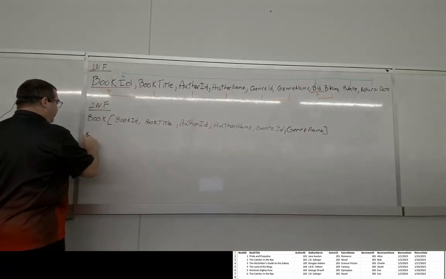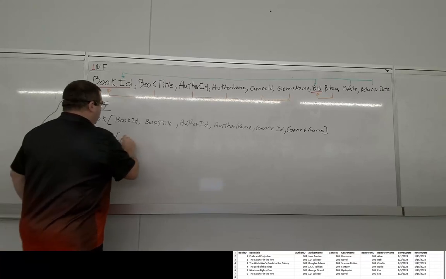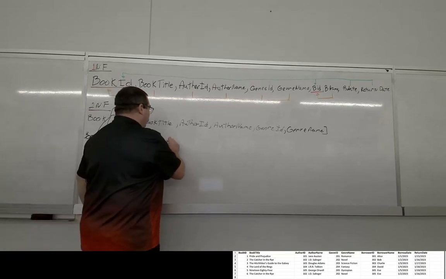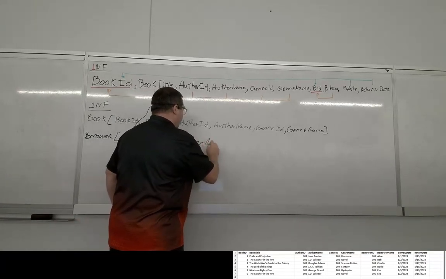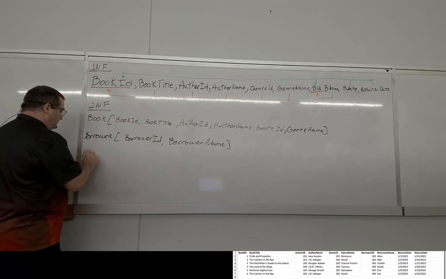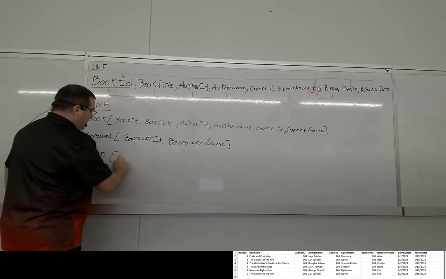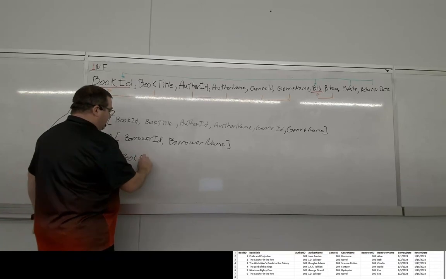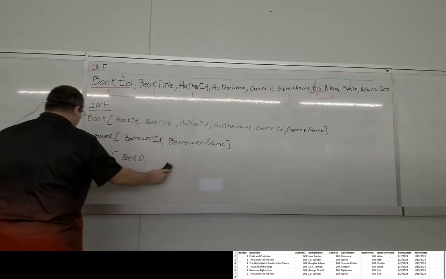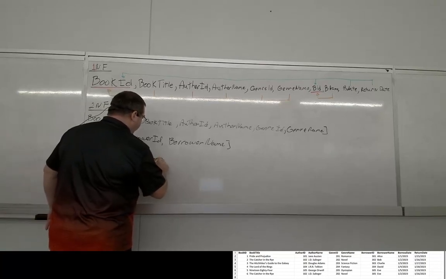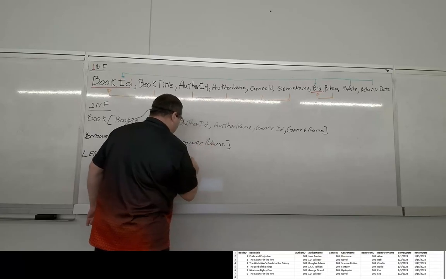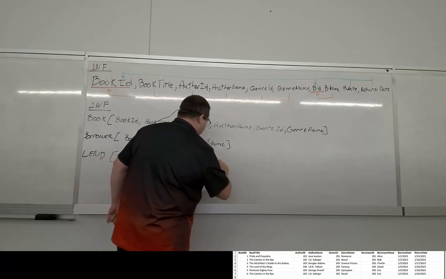We will have borrower, which will have the borrower ID. I don't need to make it short anymore because I'm not running out of room. And the borrower name. And our last one, we'll call it lend, for lack of a better word. And it has the book ID and the book. No, that's not right. The book ID, I was just repeating the first part again. The borrower ID, the borrow date, and the return date.